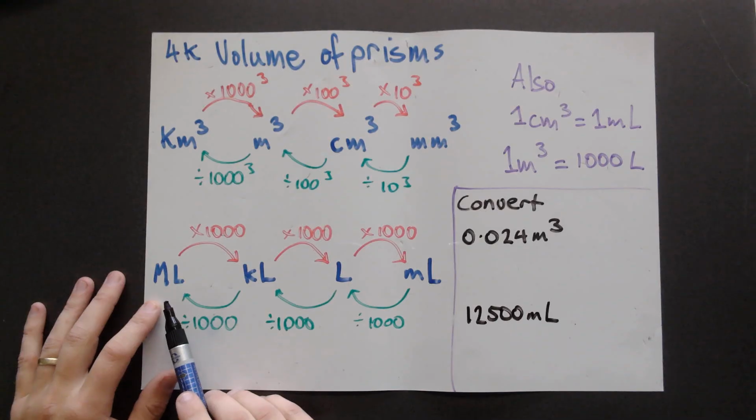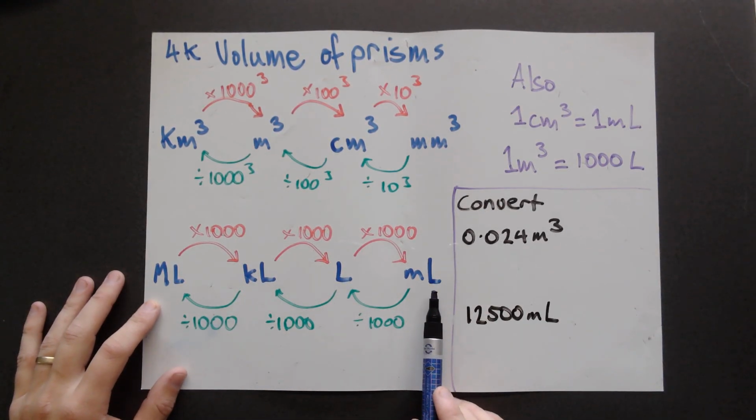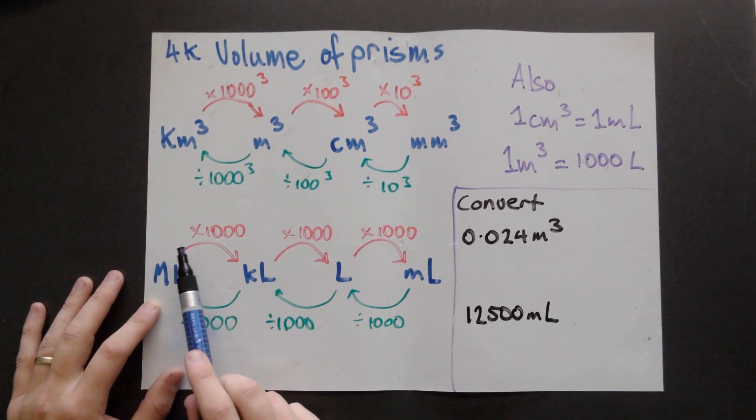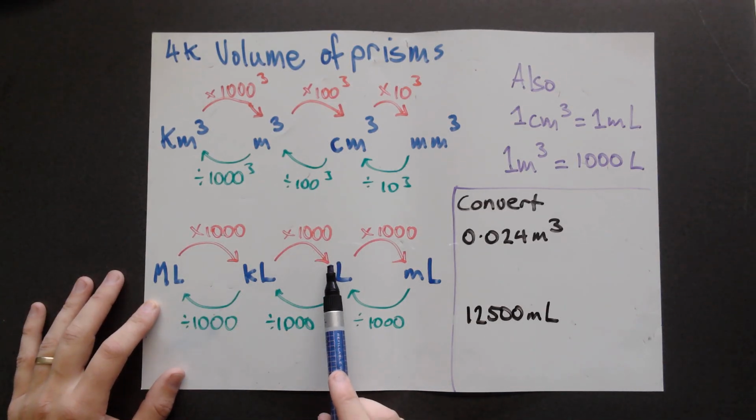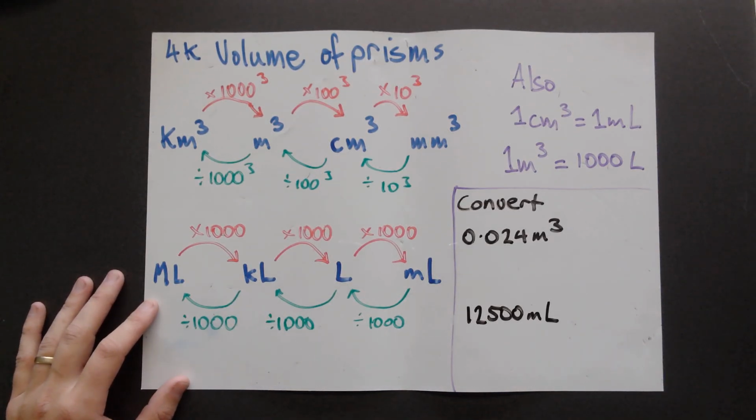Alternatively though, we also have our units of megaliters, kiloliters, liters, and milliliters. Now these are much nicer because all of them we just times by 1,000, times by 1,000, times by 1,000, or similarly divide by 1,000 to go through those ones.